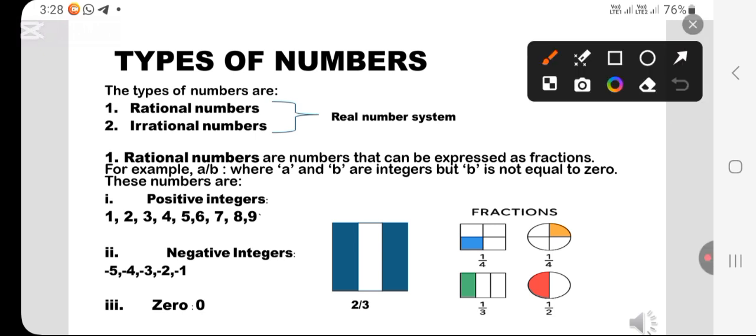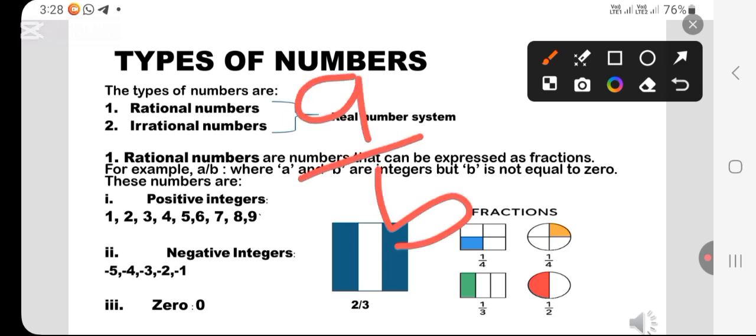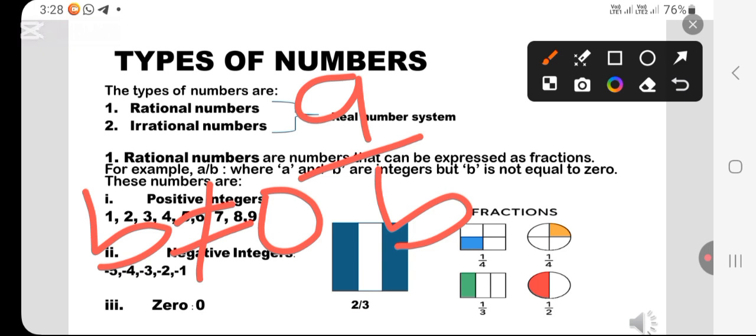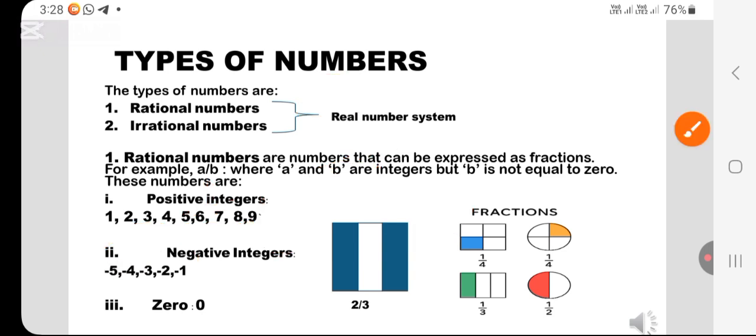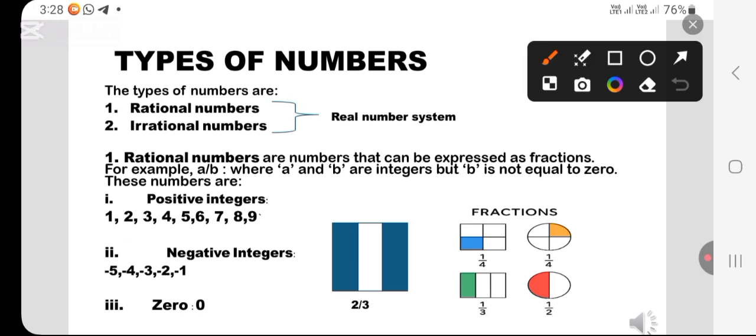We can express rational numbers as fractions like this: a over b, where a is an integer, b is an integer, but b is never equal to 0. If b is equal to 0, it becomes undefined. Types of rational numbers that we have: the positive integers.